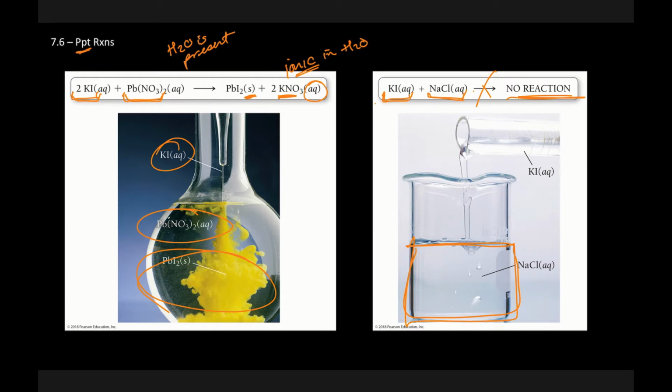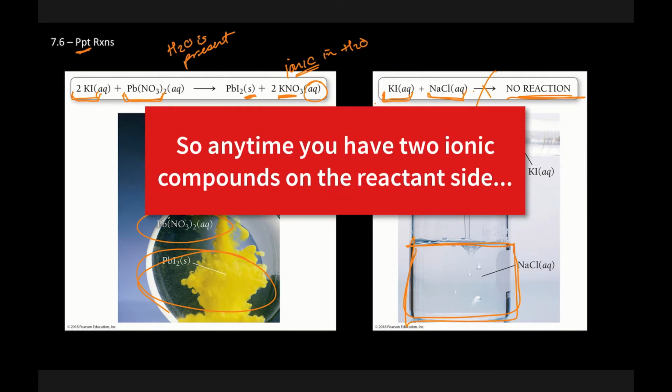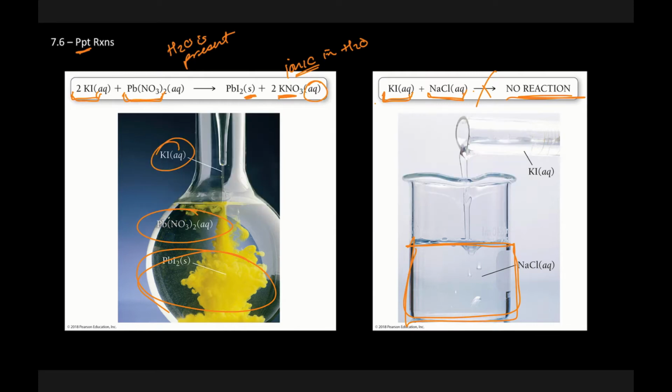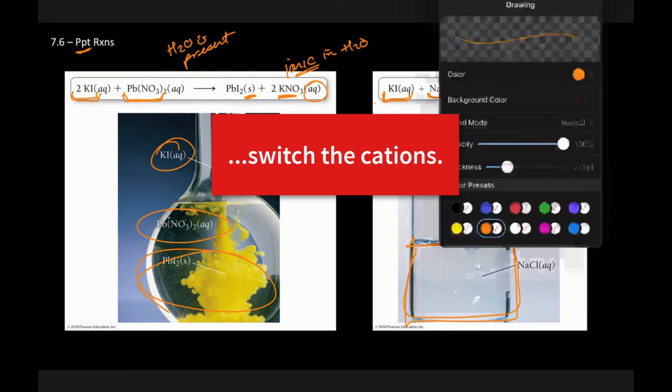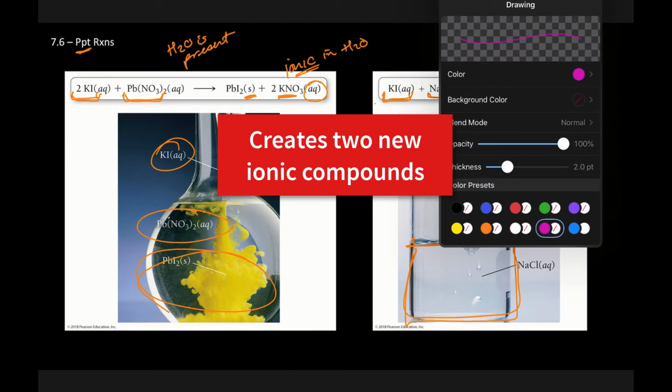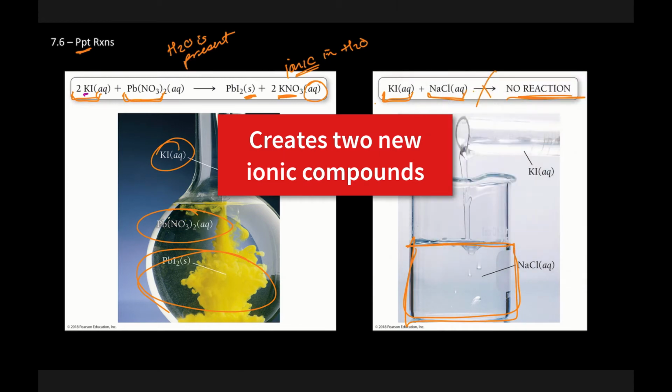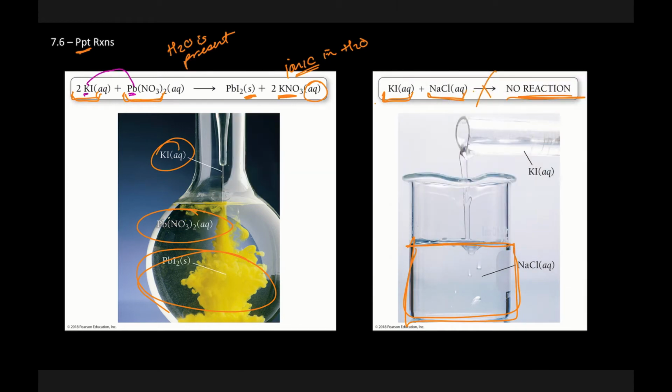So then, I'm going to take those two ionic compounds, and all I'm going to do, and you choose a way to memorize it that makes sense to you, I like to say that my cations will switch places. And upon doing so, I end up with two new compounds. So if my cation here and my cation here were to switch places, that means my lead is now stuck to my iodide. Means my potassium is now stuck to my nitrate. And you'll see that those are the products we form.